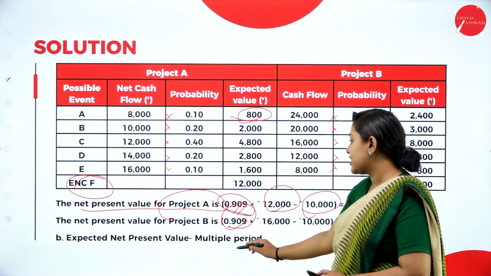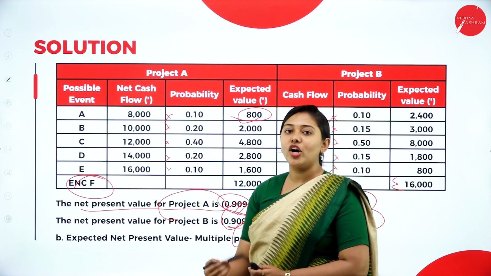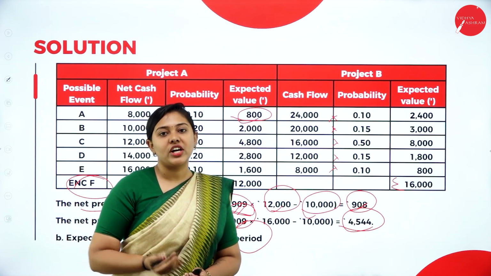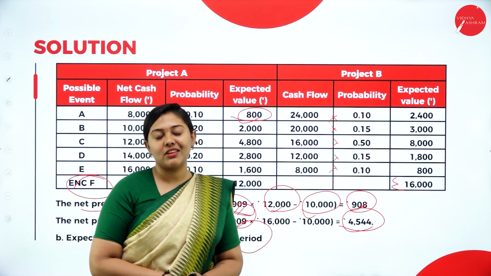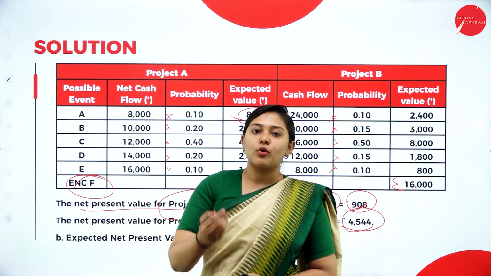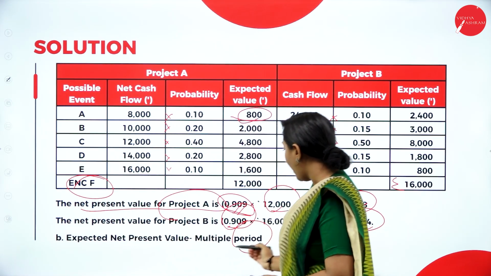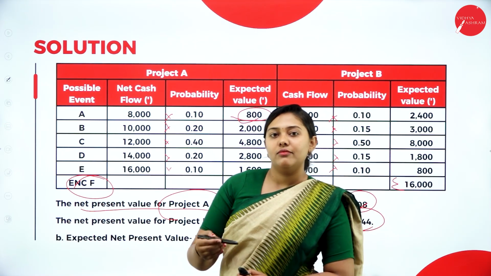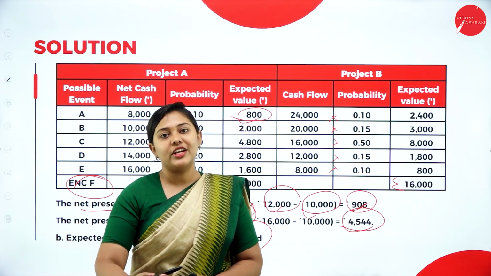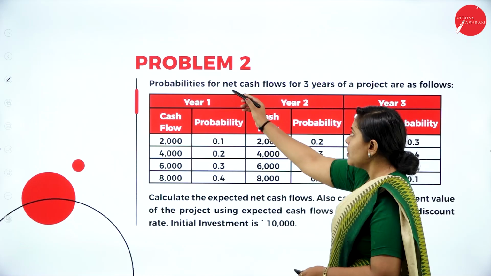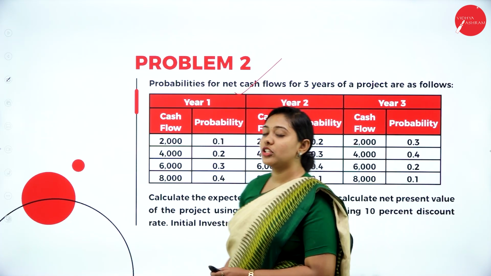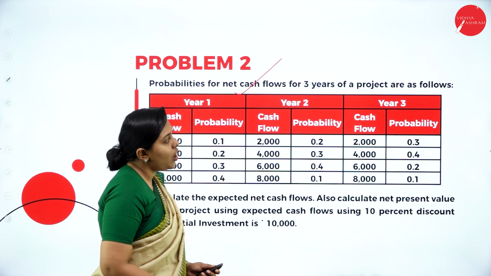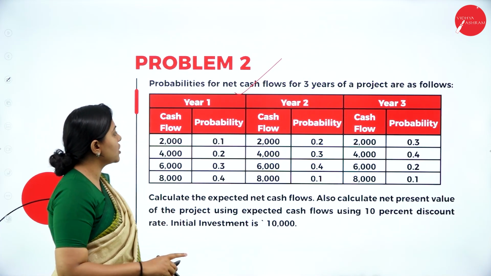So this is how we calculate the net present value. Moving forward, let us calculate the net present value for multiple periods. So this is single period, only 1 year, number of occurrence, top 2 projects were given. So we'll take up the next problem, that is your multiple period. So when the number of years is given, how to calculate the net present value. Question, possibility for the net cash flow for 3 years of a project.